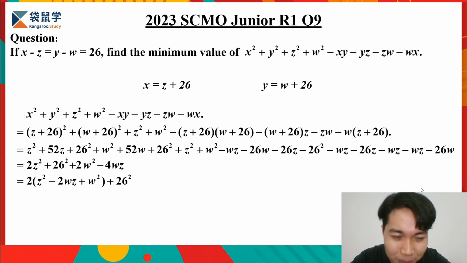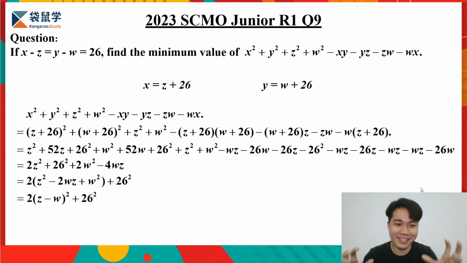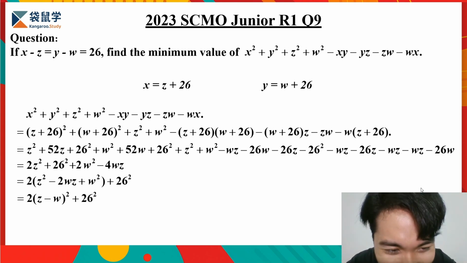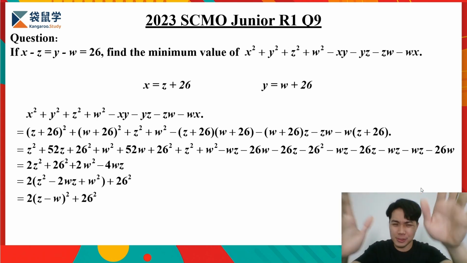And some of you will be able to notice, isn't this what we learned just now? Instead of a plus b, it is a minus b. So we can factorize it and put it back into 2 of z minus w whole squared plus 26 squared. So now we have simplified a very, very complex one to something much simpler.